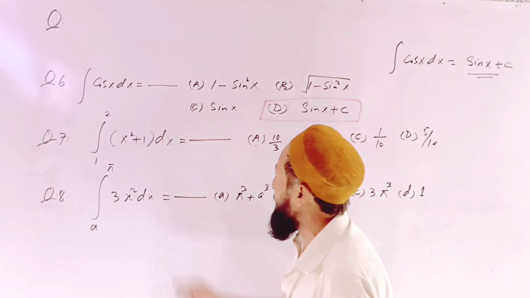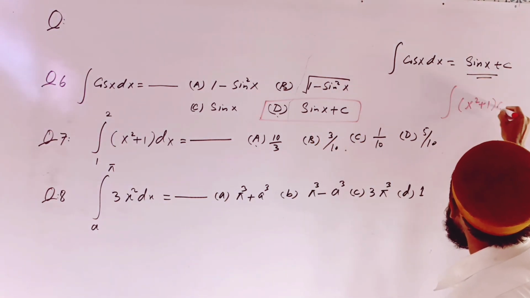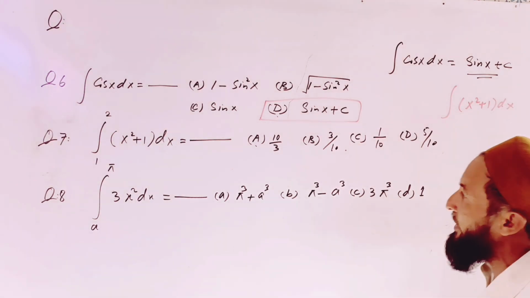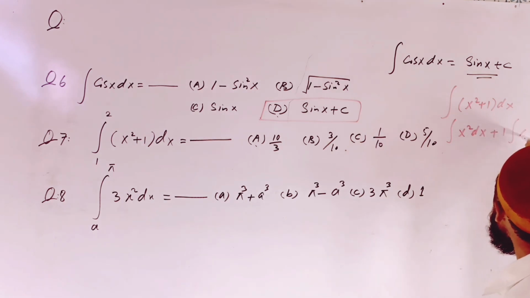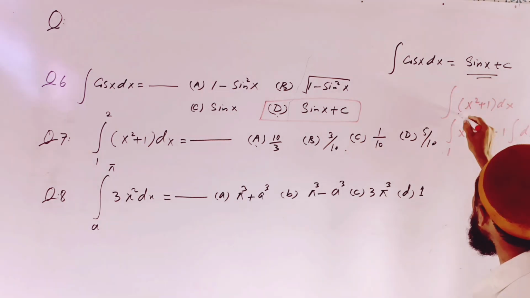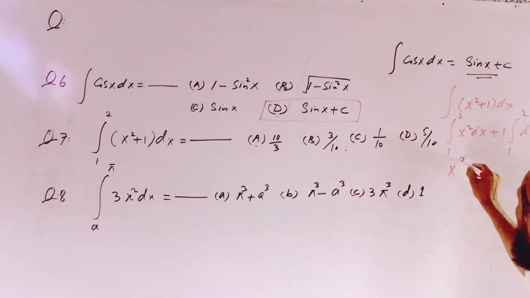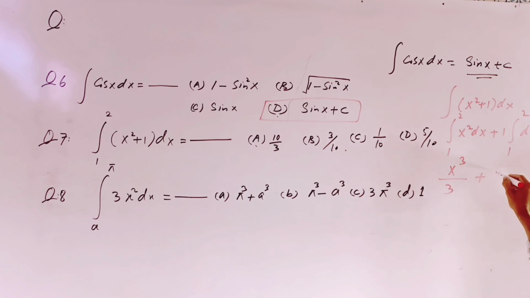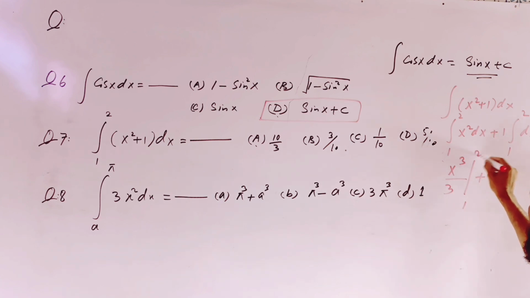Similarly, integration of x square plus 1 dx. First of all, we find the integration, then we put the limits. We apply integration of x square dx plus 1 integration of dx. These are the limits, so according to the formula we get x cube divided by 3 and x. The limits are applied individually, 1 and 2 for each.